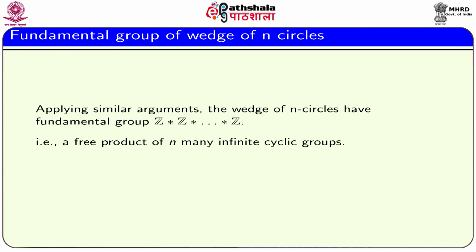Applying a similar argument, the wedge of n circles has fundamental group Z star Z star Z and so on, there should be n components. That is a free product of n many infinite cyclic groups. Hence, it is a free group on n generators. So, what we mean by wedge of n circles is that n many circles are joined at a single point.